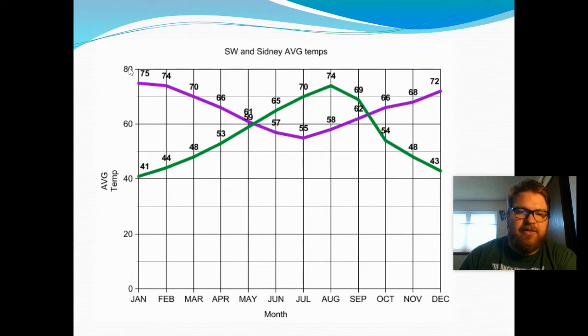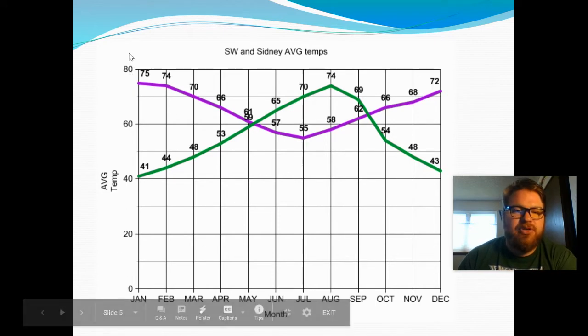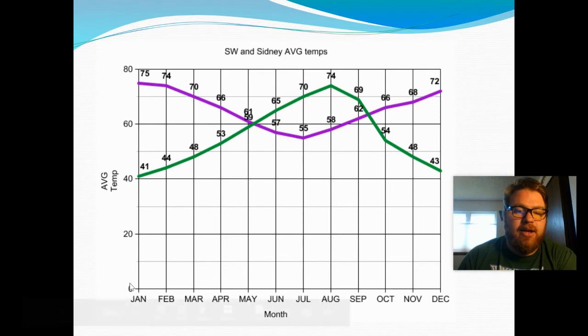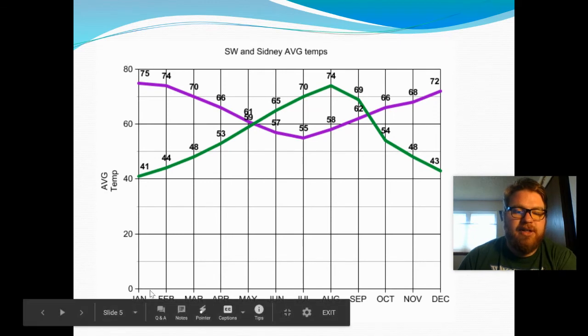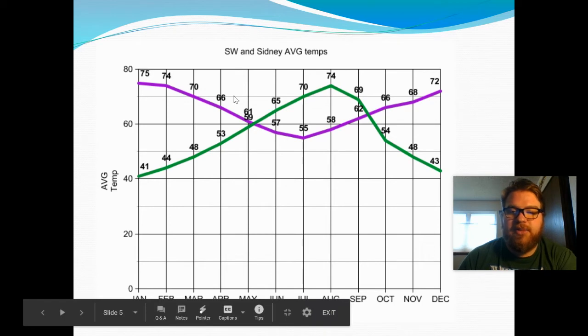And so we have the temperatures. This is in Fahrenheit, by the way. I know we usually do Celsius and metric, but I decided to do Fahrenheit because that's more familiar to us, because that's what we use at home. From 0 to about 80 degrees. And then we have the months from January through December.